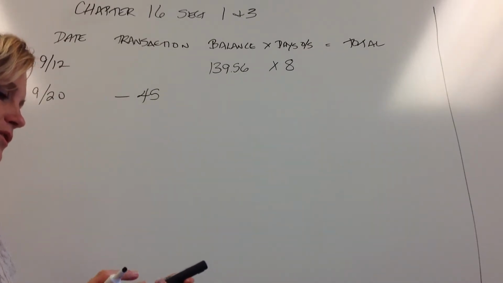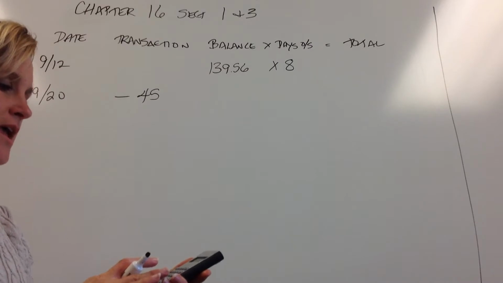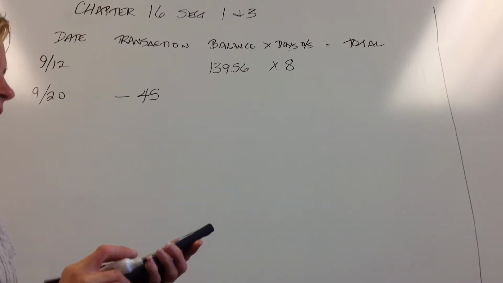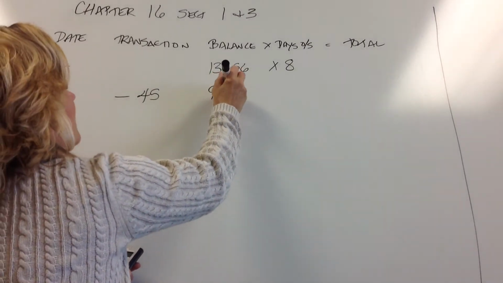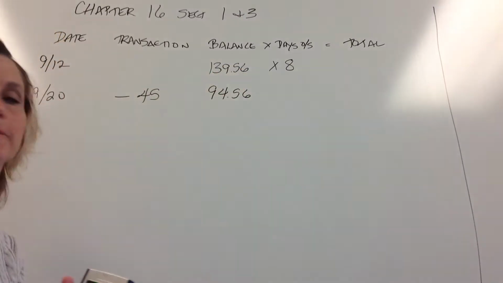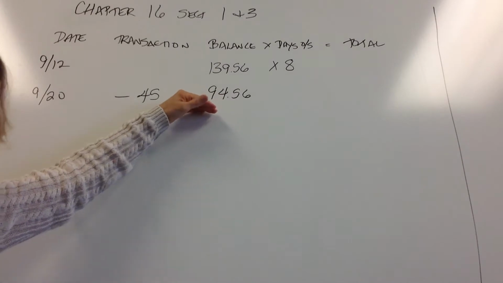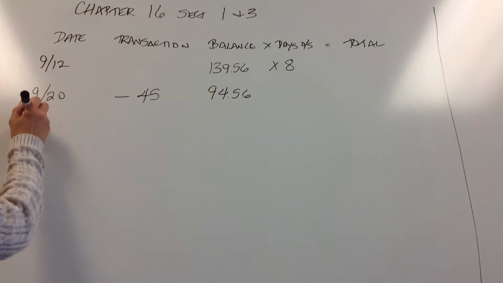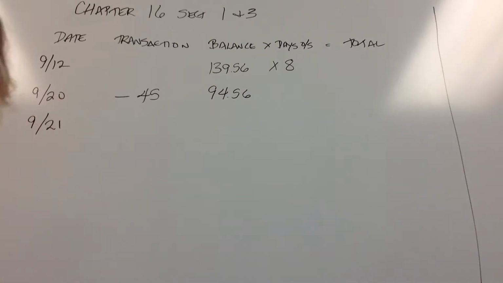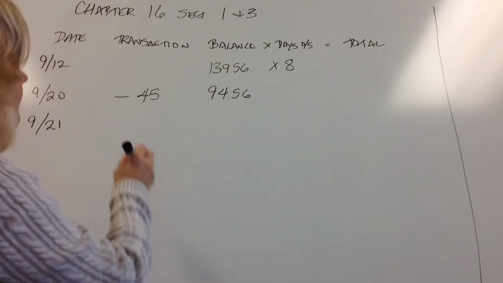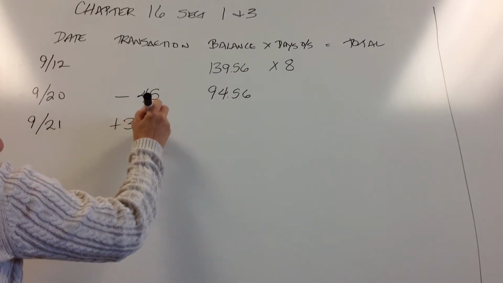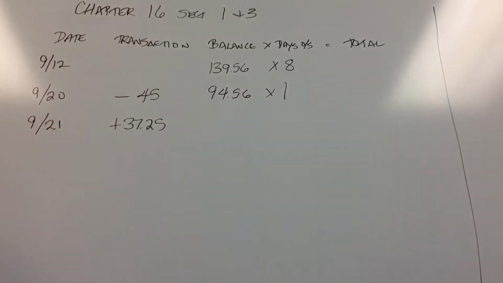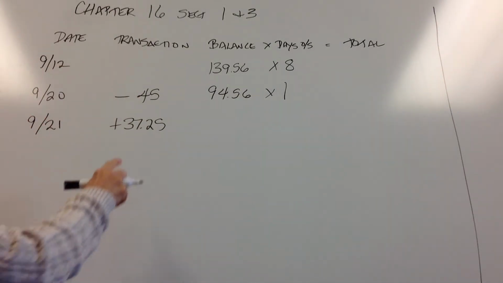Then on the 20th, I reduced my balance. It went from $139.56, and I paid $45. So that gives me a balance now of $94.56. And then how many days did I have that balance? Well, I have to look to when my next transaction is. It tells me on September 21st, I make a purchase and I charge $37.25. So that was only 1 day. Only 1 day do I have that balance of $94.56.